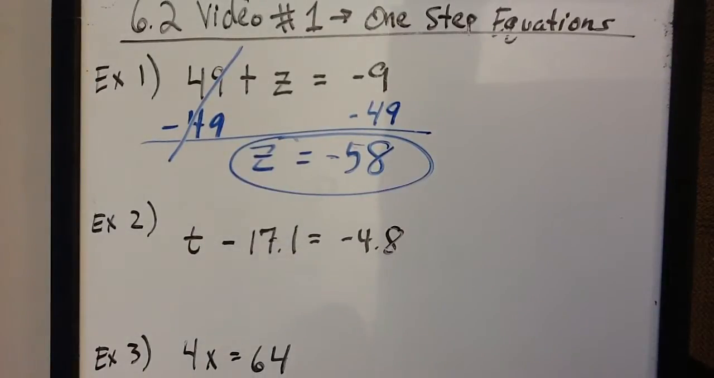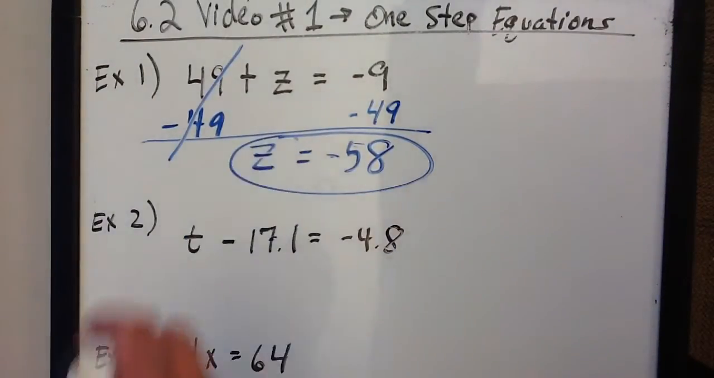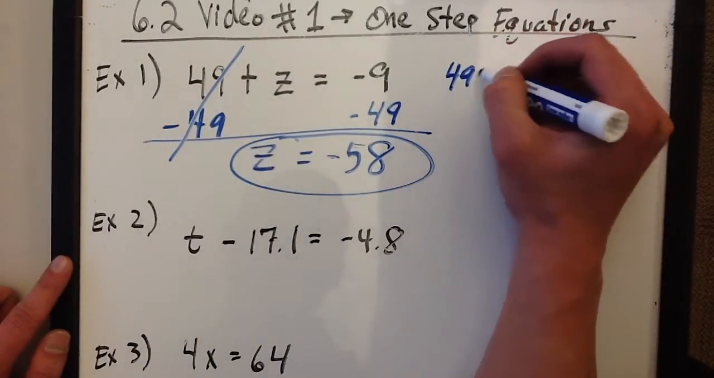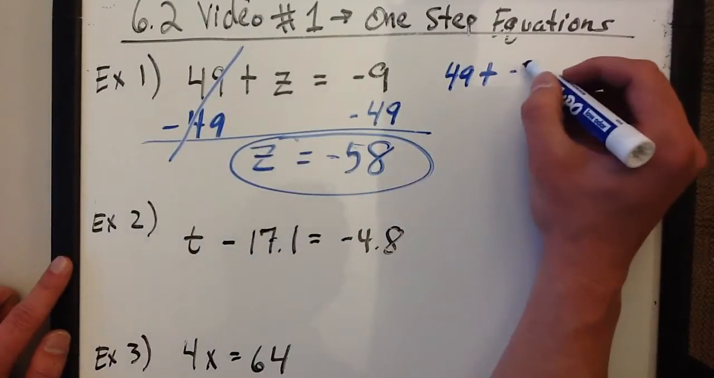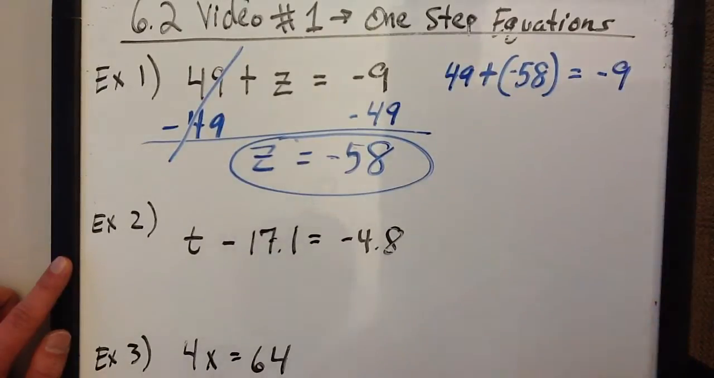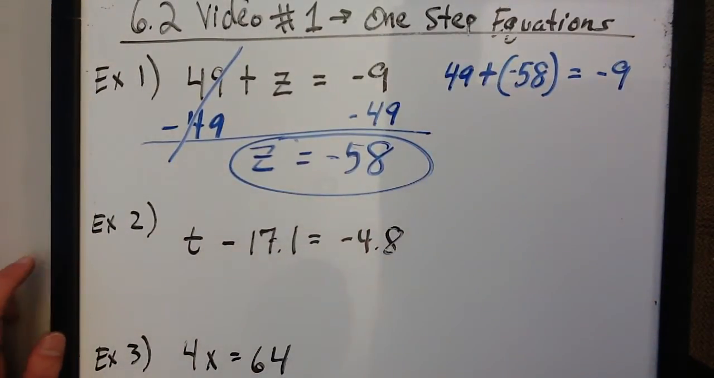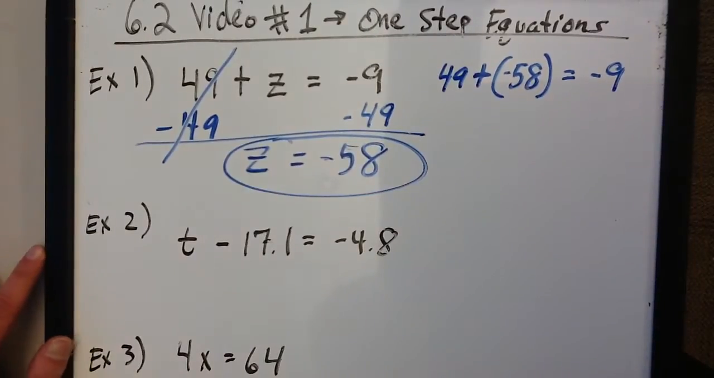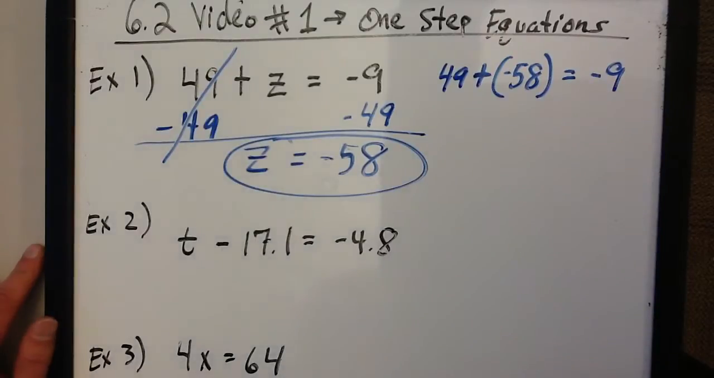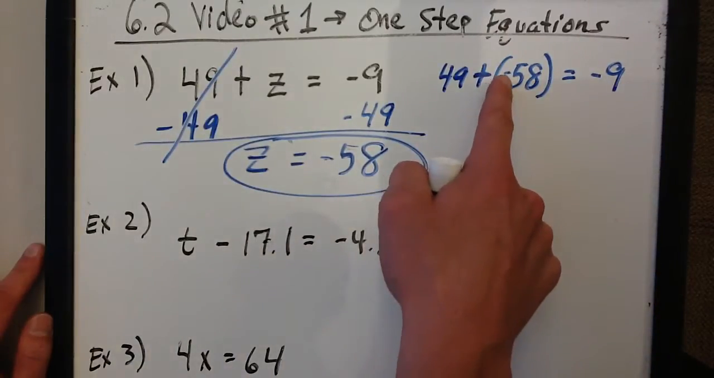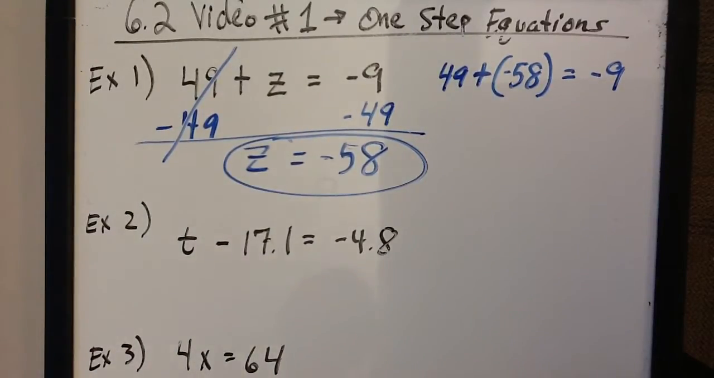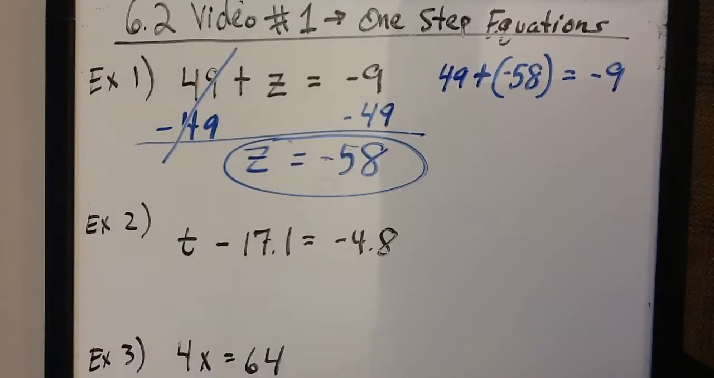I could check my answer. I could put z back into the equation, and the equation should be true. If I do that, 49 plus z, which is negative 58, equals negative 9. Let's see if that's true. 49 plus negative 58. So there the signs are different, so I need to subtract. 58 minus 49 is 9. And then I take the sign of the big guy, which in this case is negative 58, so my sign is negative. So yes, this is true. We solved this correctly. Z is equal to negative 58.